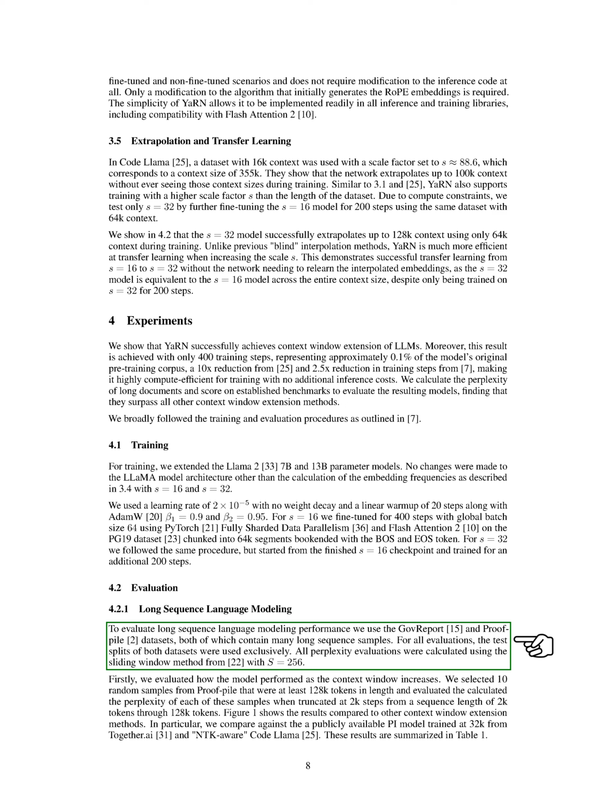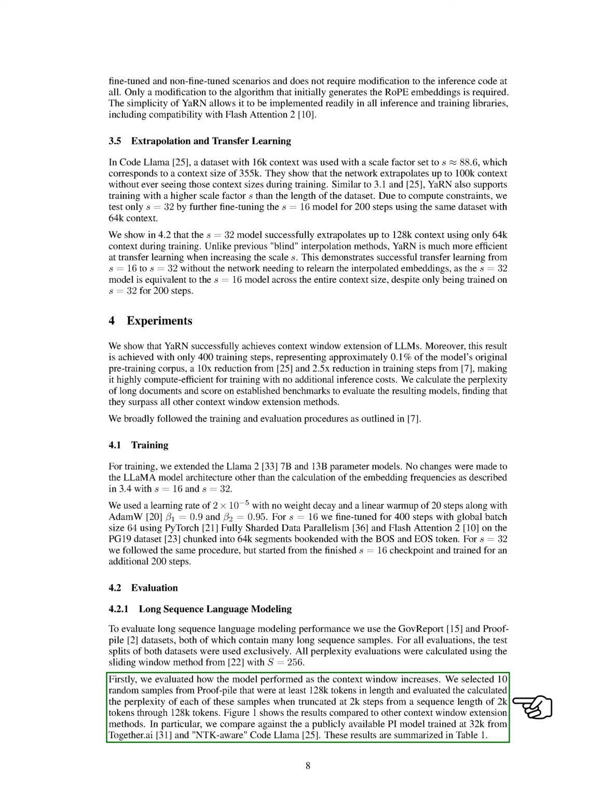We first looked at how the model performed as the context window increased. We picked 10 random samples from the ProofPile dataset, each with at least 128,000 tokens. We then calculated the perplexity, a measure of uncertainty, for each sample when truncated at 2,000 steps, ranging from a sequence length of 2,000 tokens to 128,000 tokens.